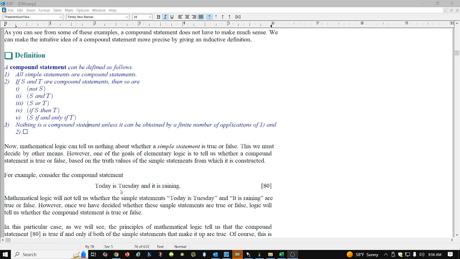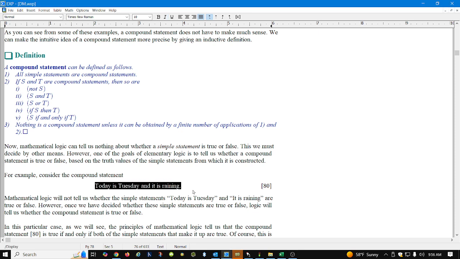Here's an example. Today is Tuesday and it is raining. Logic doesn't help us decide whether today's Tuesday or whether it's raining. But once we know the truth value of those two simple statements, logic will tell us that the statement here is true precisely when it is Tuesday and it is raining, when both of these simple statements are true. That's the meaning of the word and. That's its logical meaning.